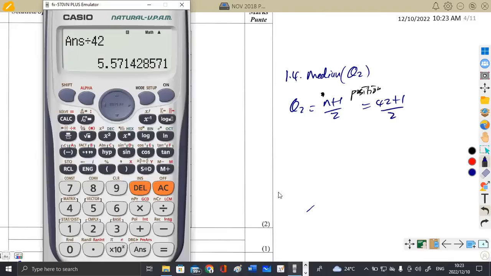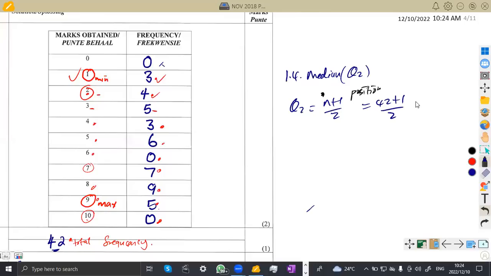So there we can just simply use the calculator direct. 42 plus 1, that is 43, or you can just add 42 plus 1, then divide by 2. So this will give us 21,5. So the 21,5 is representing the position of the median value, which is our Q2.